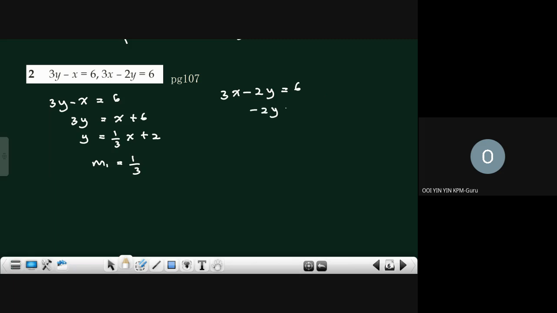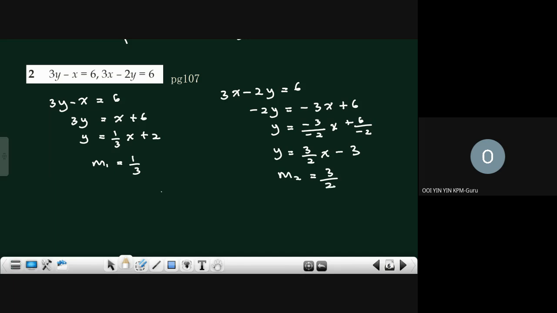Negative 2y remains. Your 3x moves to the other side and becomes negative 3x plus 6. I don't want negative 2, okay, divide by negative 2. Here it will become negative 3 over negative 2x, I can write it like this. And then 6 divided by negative 2. Your y here, negative negative becomes positive, but 3 over 2 will remain 3 over 2x. Positive, negative becomes negative, 6 over 2 is 3. So your m2 here is 3 over 2.